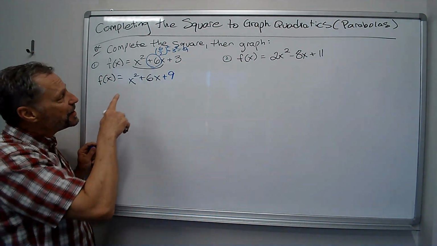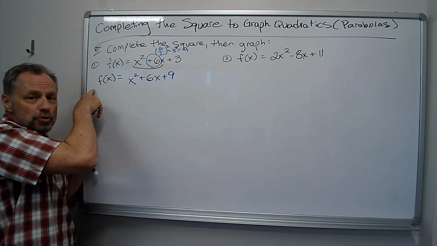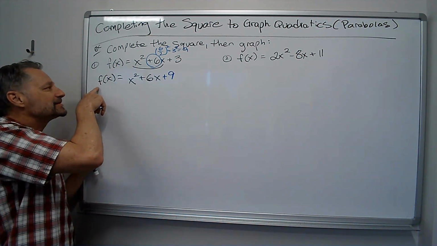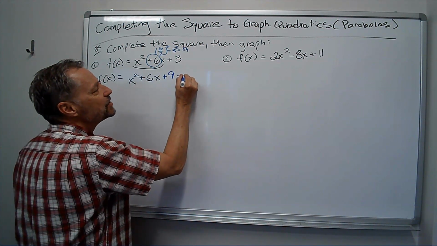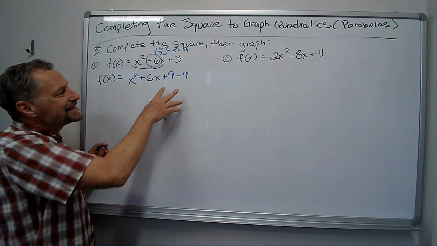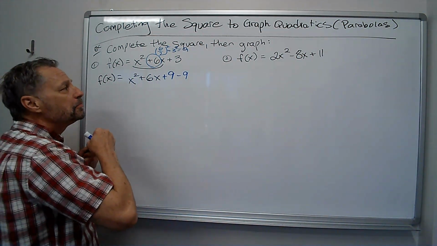What we used to do in the past, we'd add 9 to this side and add 9 to this side. We don't want to do that now because I just want f of x. So another way to get around that is when I add 9, I also subtract 9 because that's really adding 0. I'm not changing anything. And now I'll be okay. The plus 3 is still here.